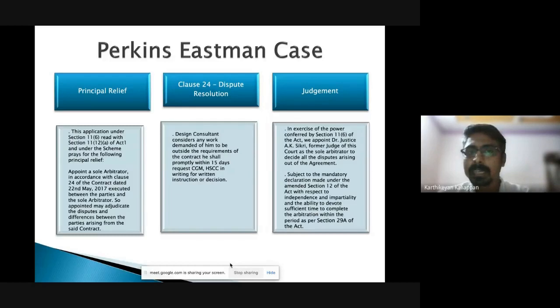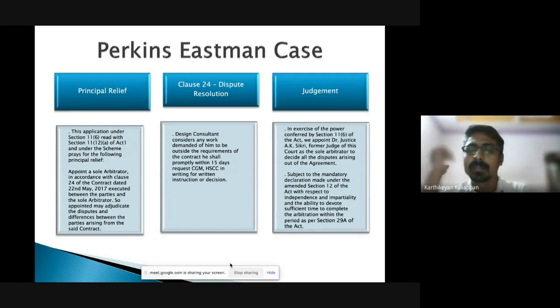The principal relief, let's go through this and then get into the case. The application under Section 11(6) read with Section 11(12A) of the Act, and under the scheme, prays for the following principal relief. So they are asking for some relief. What is that? Appoint a sole arbitrator in accordance with clause 24 of the contract, which was executed on 22nd May 2017 between the parties, so that the appointee may adjudicate the disputes and differences between the parties arising from the said contract. There are 2 companies we talk about here, called Perkins Eastman and HSCC India Limited.